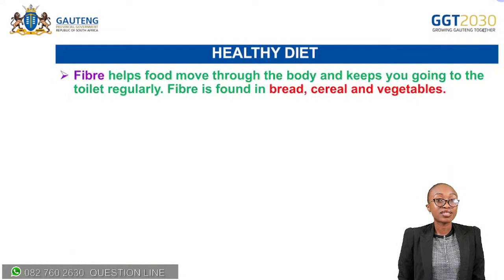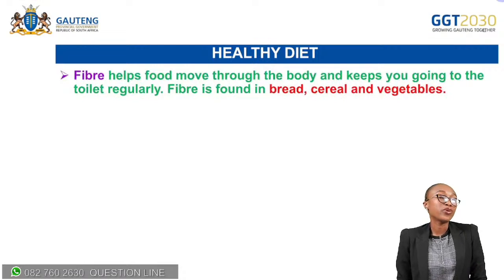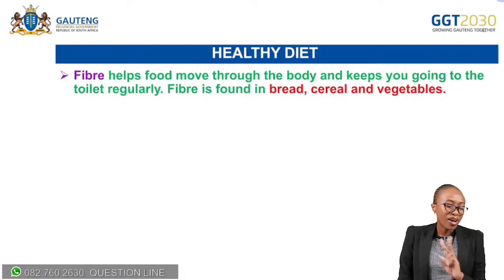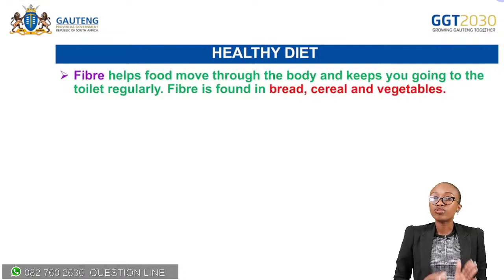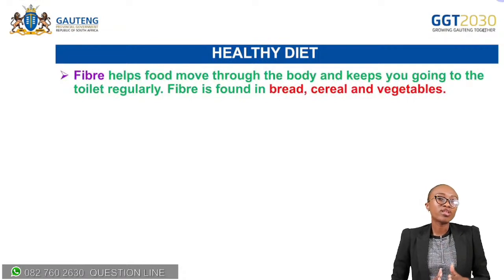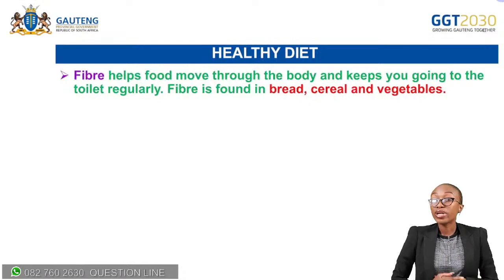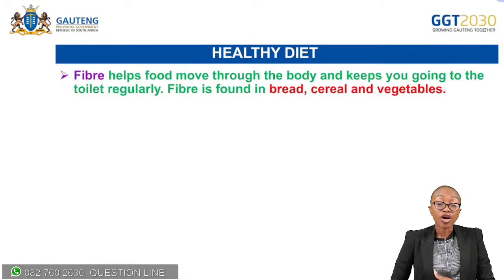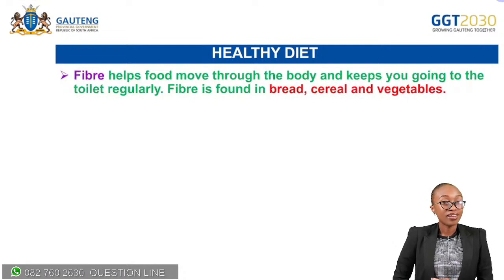Okay. Next, let's talk about fiber. Fiber is very, very, very important. Why do I say so? It is important because it helps move food through the body and helps you keep going to the toilet to do your number 2 regularly. Remember, for you to say you're regular, you have to go to the bathroom and do your number 2 more than 3 times per week. So if you eat a healthy dose of fiber, then you know you are not constipated.